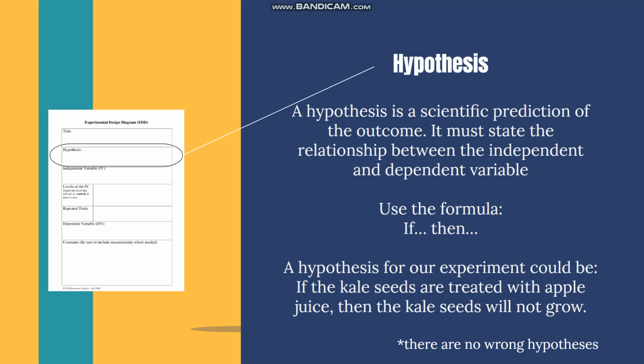It must state the relationship between the independent and dependent variable. You should use the formula if ... then ... A hypothesis for our experiment could be if the kale seeds are treated with apple juice, then the kale seeds will not grow.